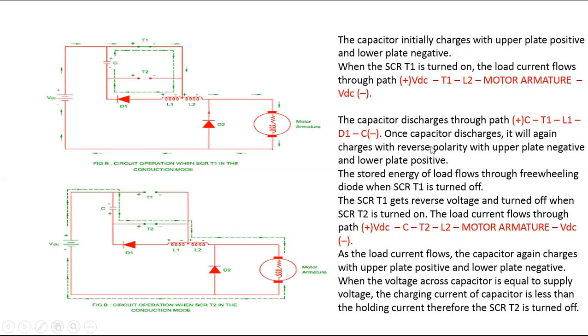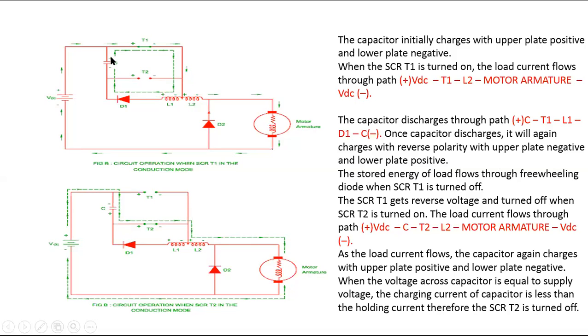Now this point is very important. Similar points you have to write in the examination. No need to refer to any text. Once the capacitor discharges, many engineers fail in this particular concept. What happens when the capacitor discharges completely? Once the capacitor discharges, it will again charge, but with reverse polarity, that is, with the upper plate negative and the lower plate positive. So when the capacitor is completely discharged, once again it will charge.